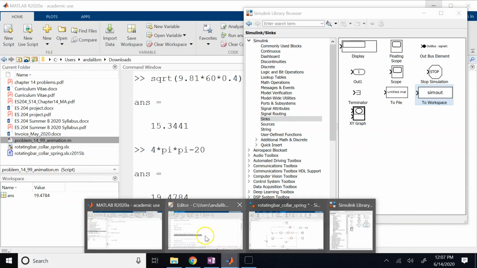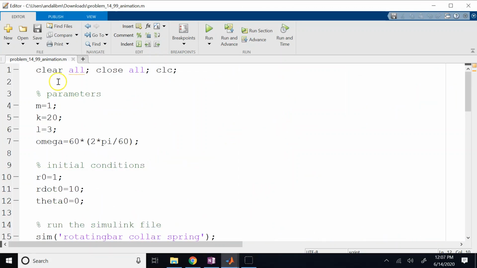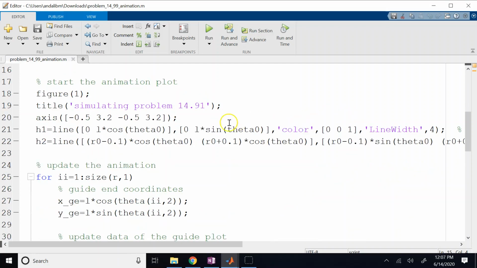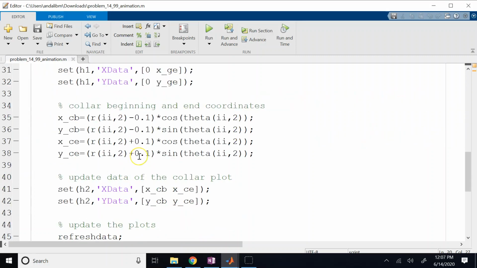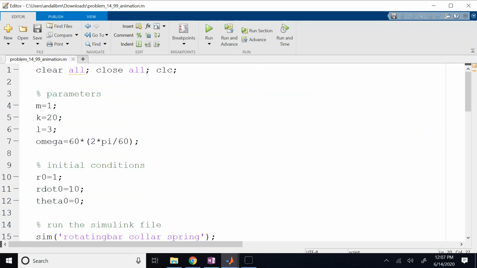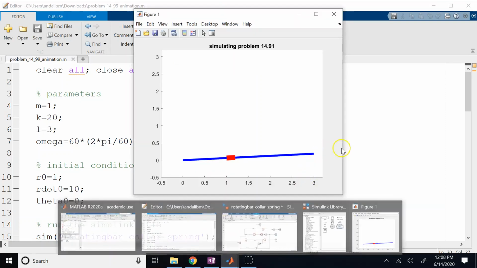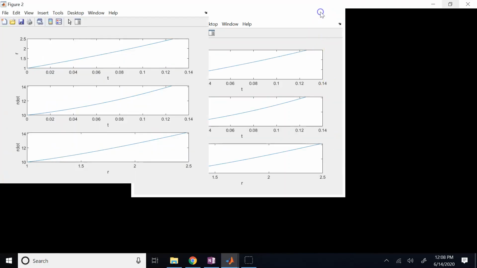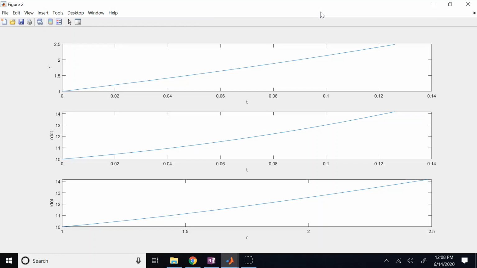So let's do it. Here, I set up all my parameters. I call my Simulink using the sim command. I get the data out, and then I do the animation. How did I do the animation? I'll show you. Let's first run it, and then I'll show you how to do the animation in this case. There we go. It stops at 2.5. These are your plots of R and R dot.